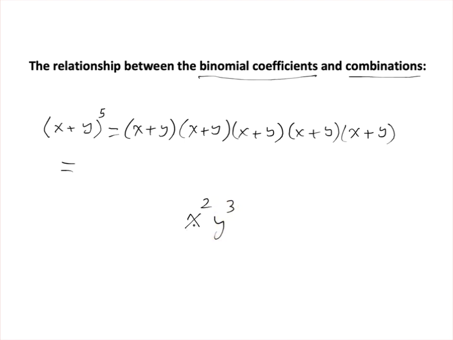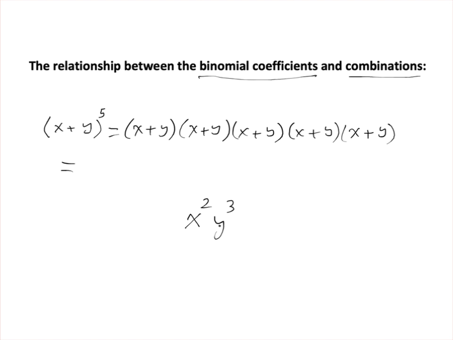So I want 2 x's to multiply by 3 y's: x, x, y, y, y. But they don't have to be the first 2, and the y, y, y don't have to be the last 3. You know, they can be in any position. So that's where combination comes in.